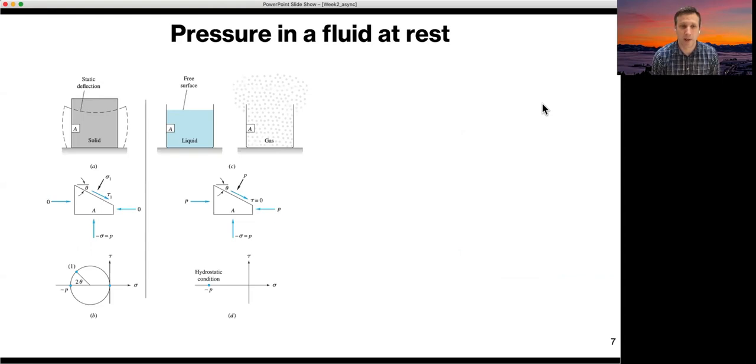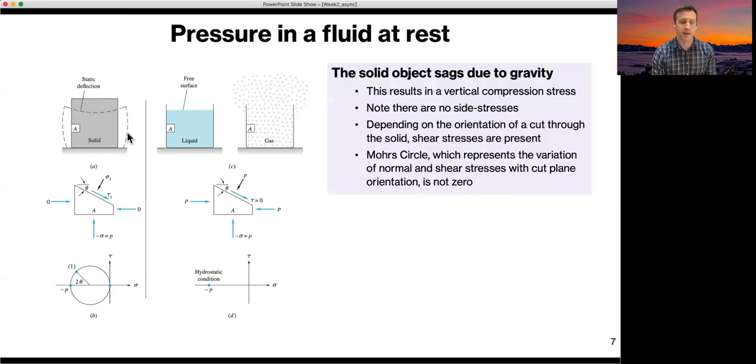And then we can review this diagram that came up in week one, comparing some of the ideas between a solid and a liquid. And we can see that in general, a solid at rest will stay in roughly its equilibrium shape. Here it's subject to a compression due to gravity, a force acting on it, which sags it down, and that static deflection is exaggerated by the dashed lines. But you can see that there isn't a side force acting on it. There isn't a force that's needed to hold it up. The only force is this compression due to its own weight.